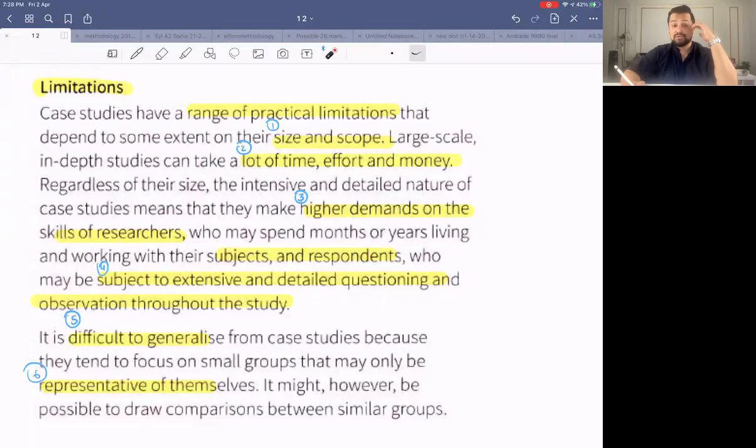Does anyone have any questions so far? Sir, the one thing that you said was interpretation, and what was before it? You said, I didn't get it. Yeah, you want me to explain the interpretation part? No, just if you can explain the fourth point again. This one, subject to extensive and detailed questioning and observation through the study.